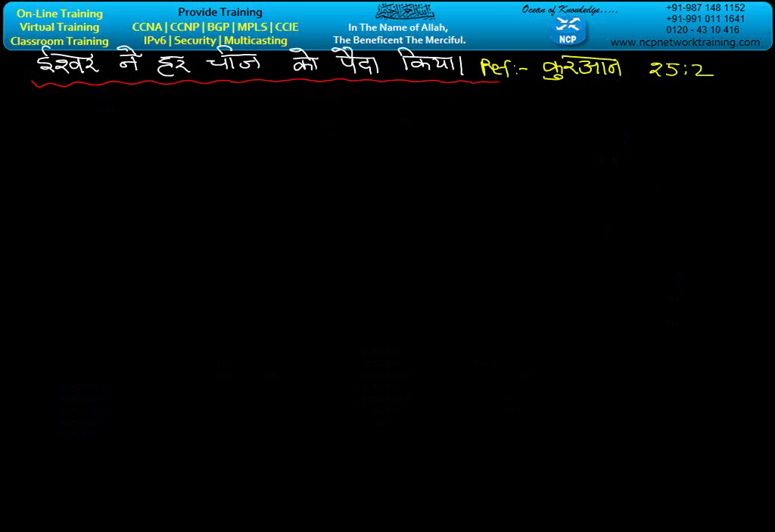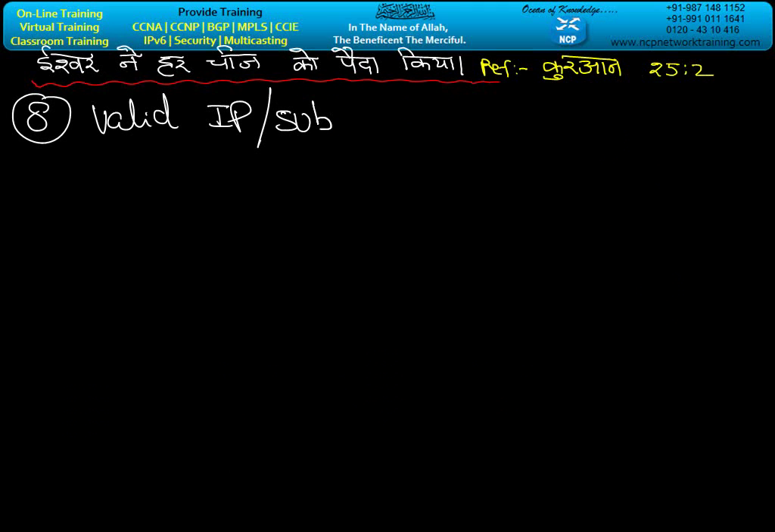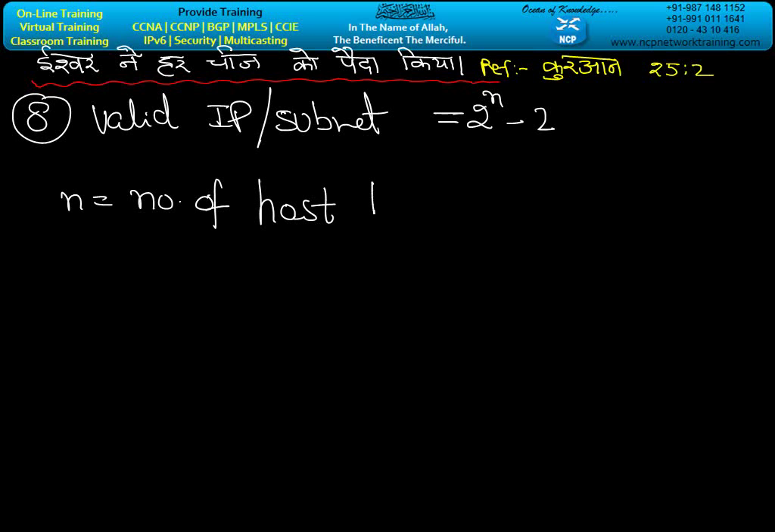The step number 8. Valid IP per subnet. The formula will be same, 2 to the power n minus 2, but n means number of host bits left in step 4.